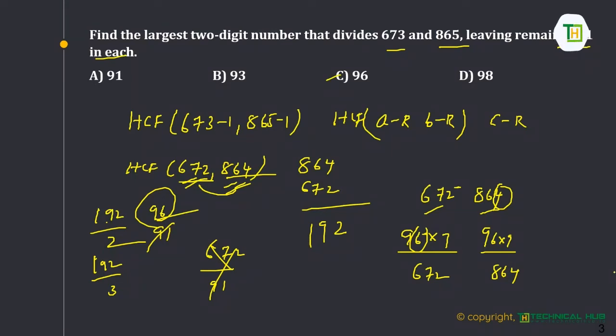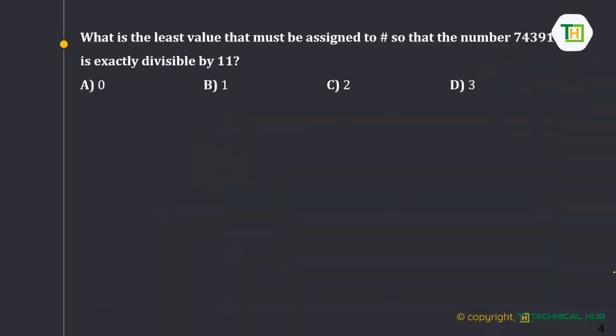Yes. So, moving to the next question. What is the least value that must be assigned to the hash so that the number 74391#2 is exactly divisible by 11? So what is the rule of 11? Any number is divisible by 11 if the difference between the sum of the digits in odd places and the sum of the digits in even places is a multiple of 11 or 0.